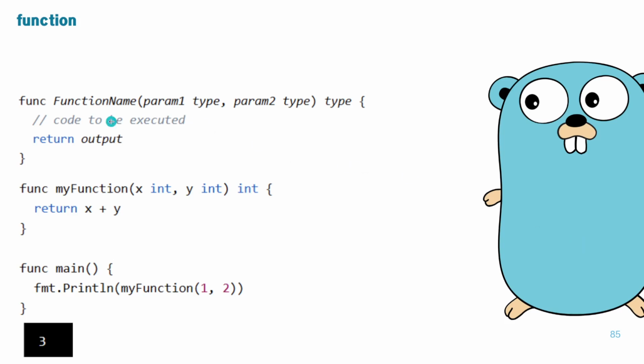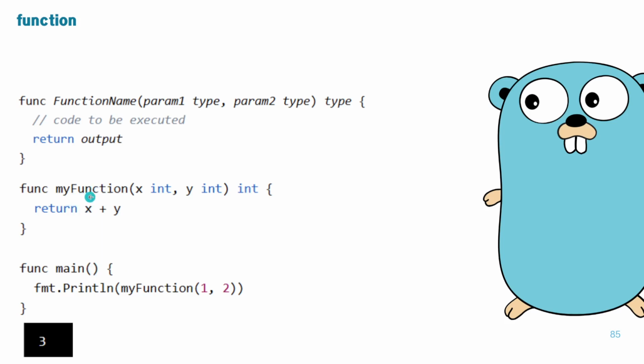So this is the syntax to declare a function, where we start with the func keyword, then we give the function name, then the parameters with their types, and then the type that we want to return. If we don't want to return anything, then we don't give a type. As the main function is of type void, we do not give it a return type.